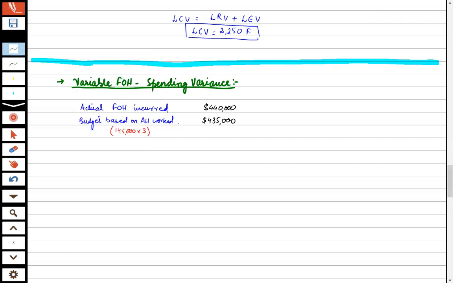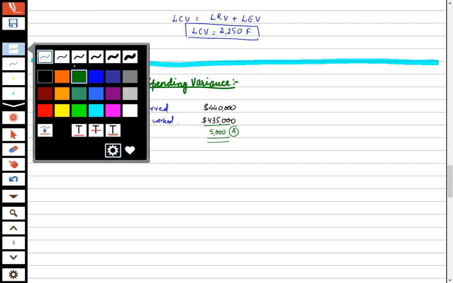So now the difference: 440,000 minus 435,000 would obviously be 5,000. Now see whether it would be adverse or favorable. Budget is 435, actual is 440, which means actual is exceeding the budget. That is not good. So it would be adverse.